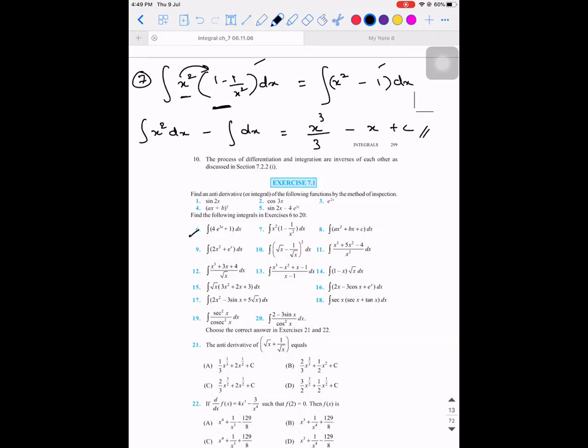A into x cube by 3 plus b into x square by 2 plus cx. Plus some constant. Because you have already used c here, you use some other. Plus some constant k.